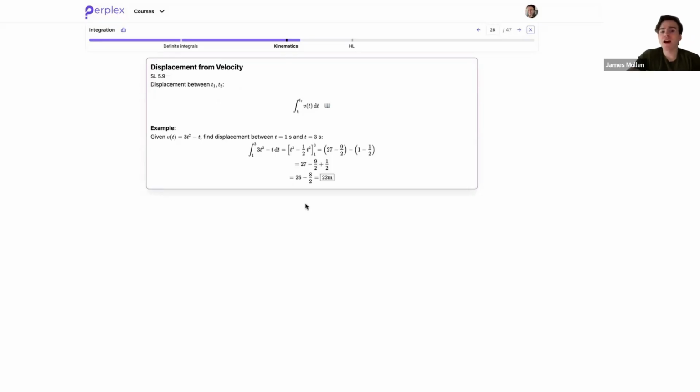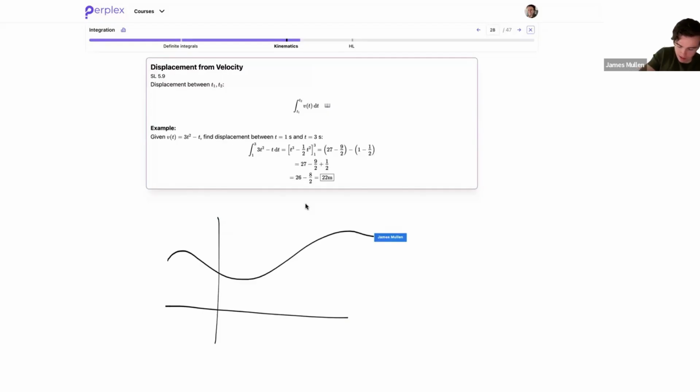Now, how can I find the displacement if I know the velocity? Well, because velocity is the derivative of displacement, displacement has to be related to the velocity by the antiderivative. And so I can find the displacement by integrating the velocity between the starting time and the ending time, okay? So I want you to imagine that my velocity looks something like this. The displacement that I'm going to travel is the area under the curve, okay?